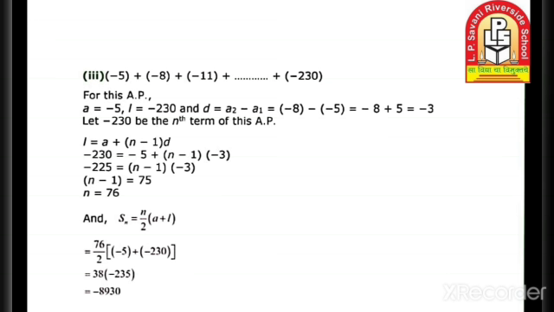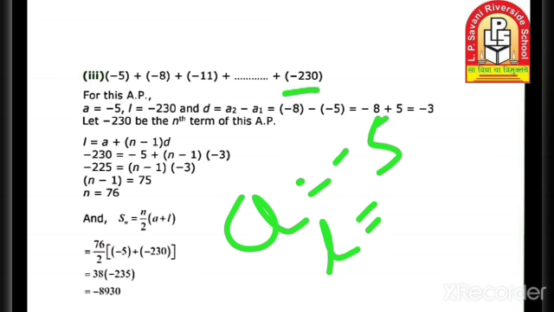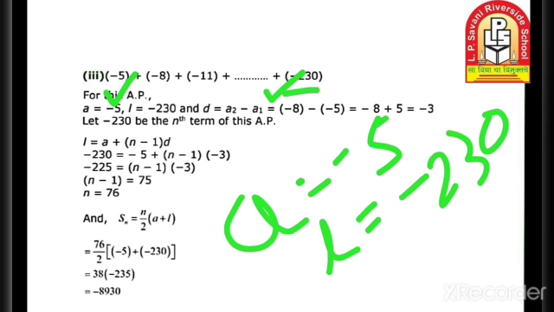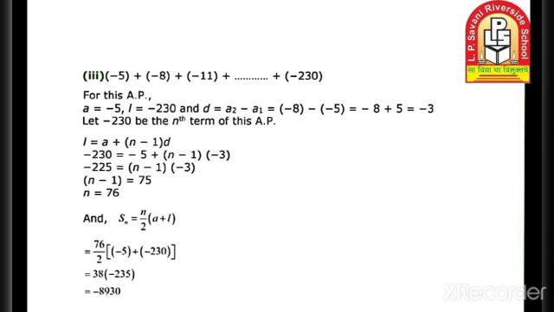The next example is minus 5, minus 8, minus 11, up to minus 230. In this kind of example, you first assume A is equal to minus 5, then assume L is equal to minus 230. This is the first term and this is the last term. Then you have to find D, the common difference between two consecutive terms.